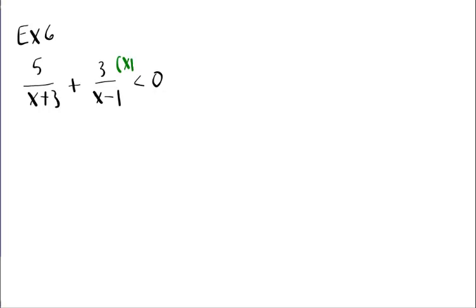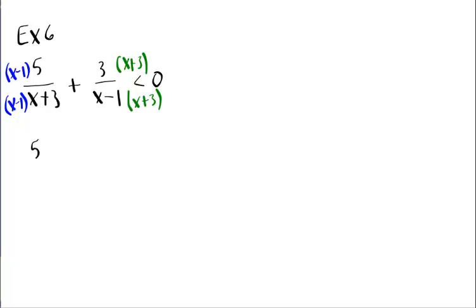Okay, what if you end up with a rational expression with some addition going on? So this is going to be like example 6. 5 over x plus 3 plus 3 over x minus 1 less than 0. Basically what we need to do is combine things down to get a common denominator on the bottom and add the tops. So this side needs x plus 3. This side needs x minus 1.